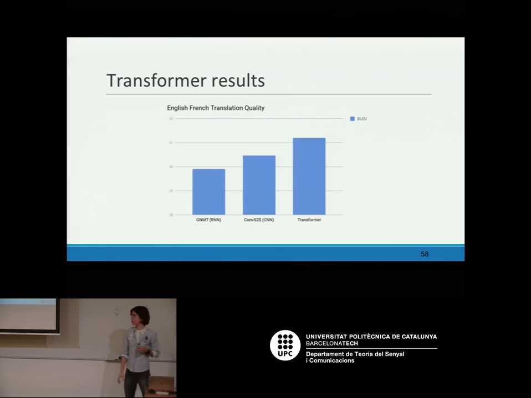These are the results compared to the Google Neural MT system, which was recurrent-based, the convolutional system from Facebook that I have talked about, and the transformer in the English to French task. Okay, so this is the BLEU measure, the higher the better, so the transformer performs better.